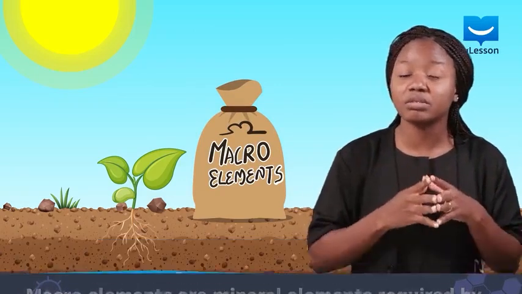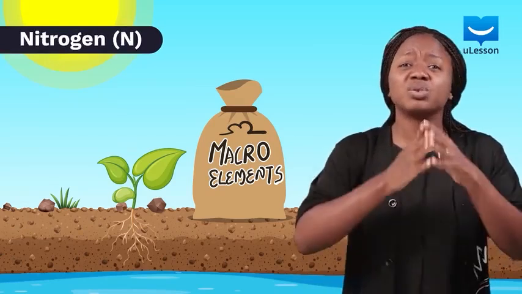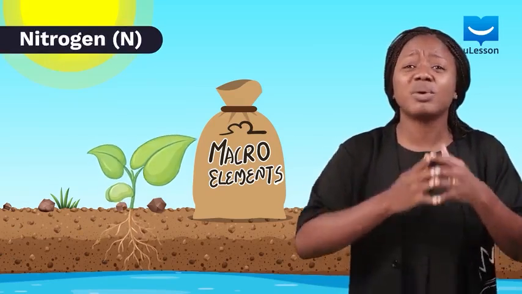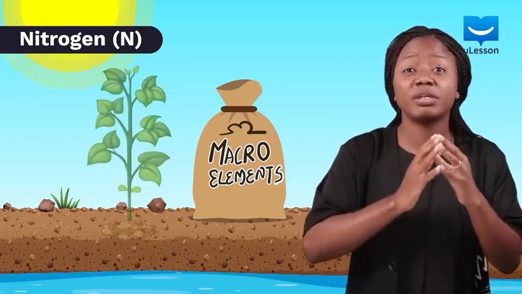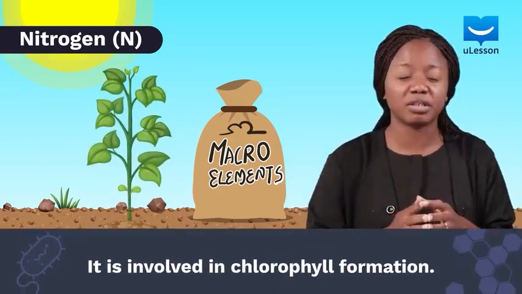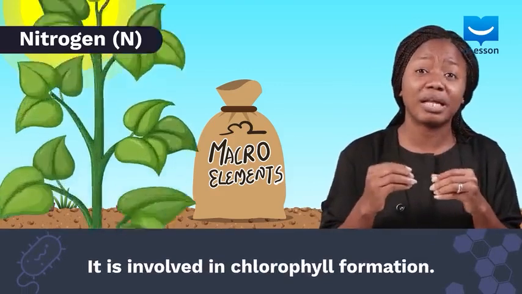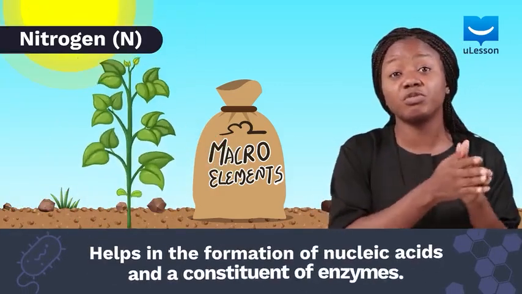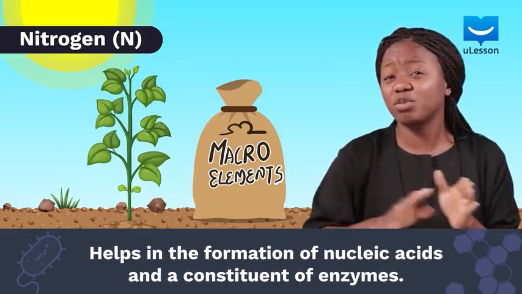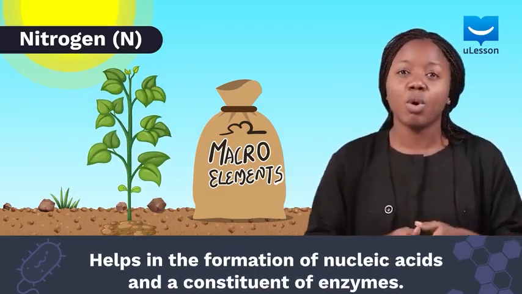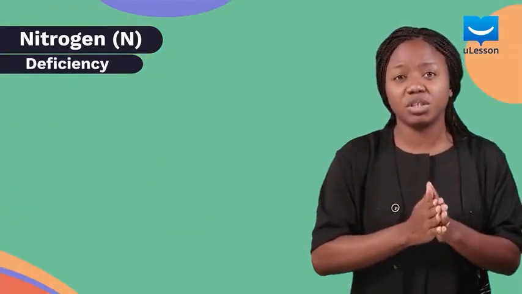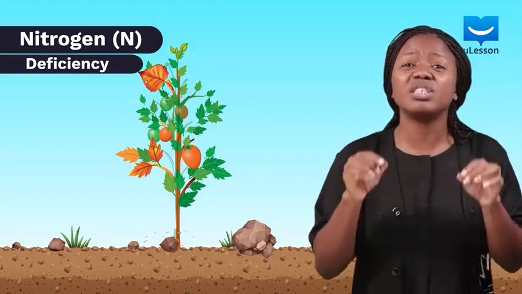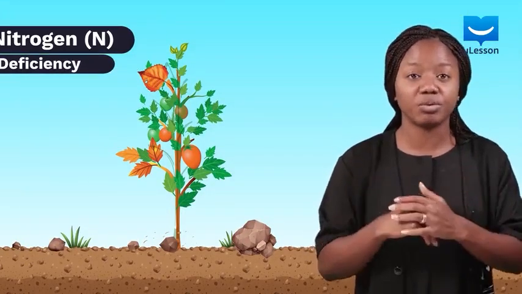An example is nitrogen. Nitrogen is an essential nutrient because it is necessary for plant growth. That is why nitrogen is a very important component of fertilizers used by farmers. It helps enhance the green color in the plants because it is involved in the formation of chlorophyll. It also helps in the formation of nucleic acids and is a constituent of all enzymes. When a plant doesn't have enough nitrogen, you can easily notice its deficiency by its stunted growth and a reduced amount of leaves which may appear yellow.